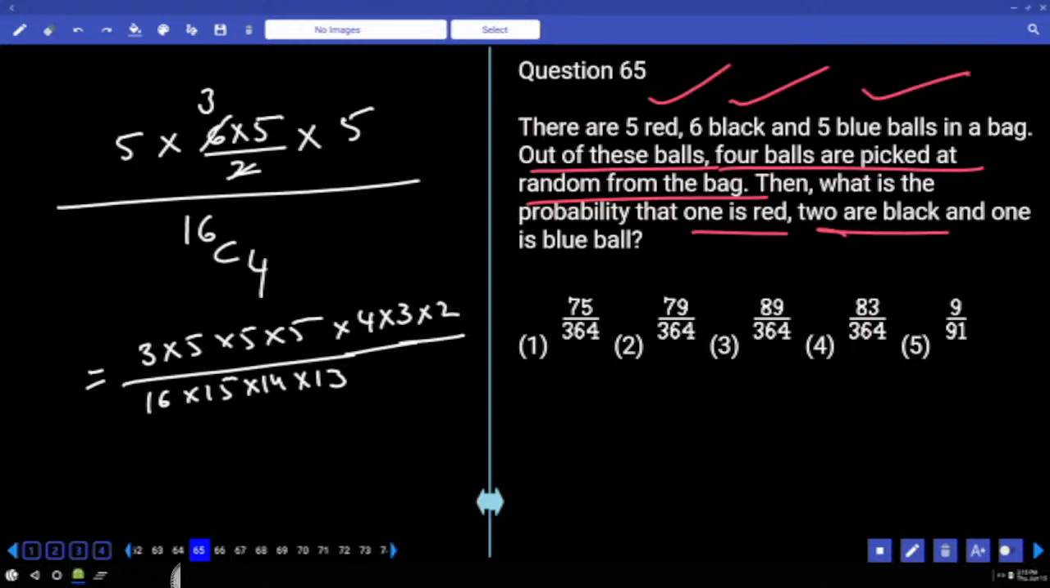Do you have 5 square? That means you can cancel only one 5. Can you cancel these two 5s? That means the answer must be a multiple of 25. Go to options. Go to options. First one, final.